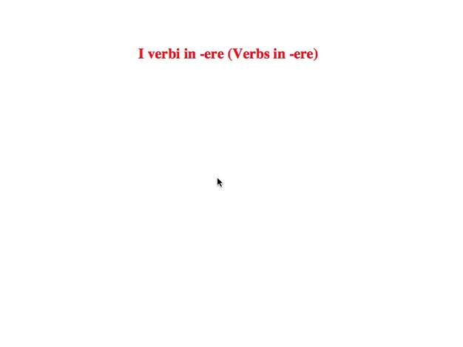You know, Italian has three groups of verbs. The verbs in -are you already know, you've studied them. Today we are going to study the verbs in -ere, and then we will see the verbs in -ire in the next lesson. The verbs in -ere work exactly like the verbs in -are.